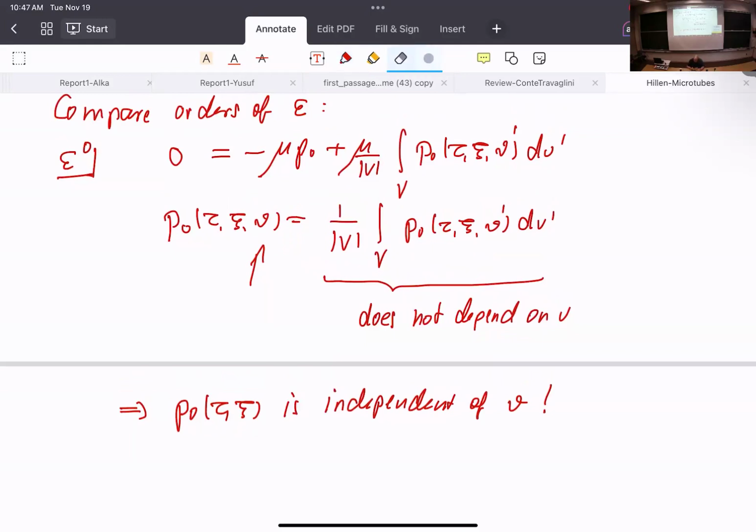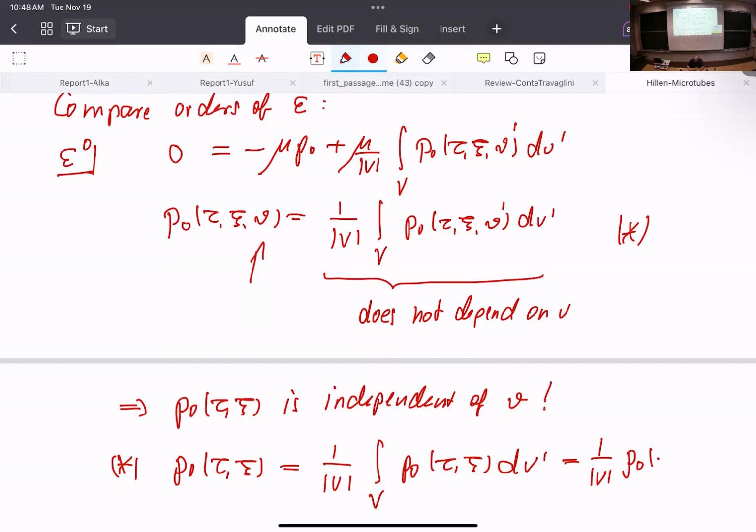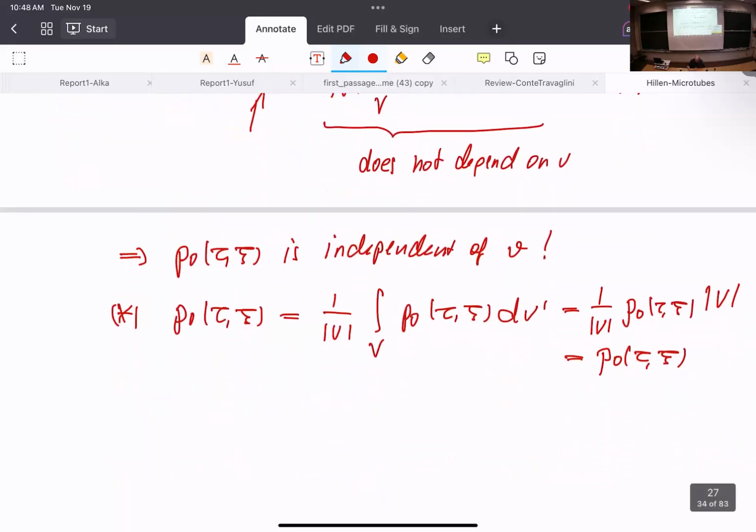Now, if you assume P0 is independent of V, we can look at this equation again. Let's look at star again. Then we have P0 of tau and xi is now 1 over the size of V, integral of P0 of tau and xi dv prime. Now it doesn't depend on V prime, so we take it out of the integration, and the integral gives us just the size of V. The two sizes of V cancel, and we get P0 of tau and xi. So this automatically satisfies equation star, which was our leading order terms. So P0 depends on tau and xi, but not on velocity. Okay, let's move on to the next level.